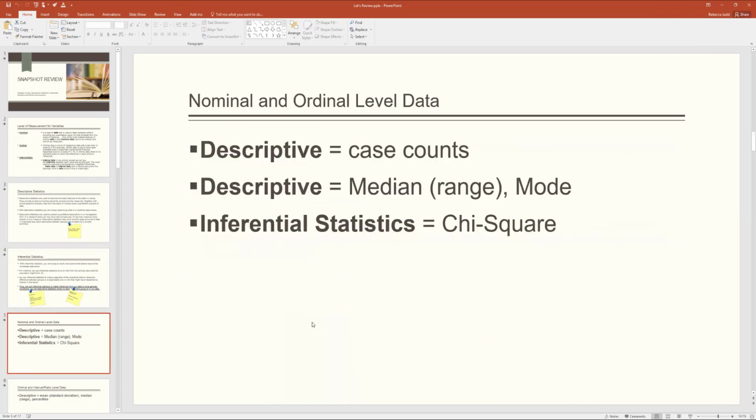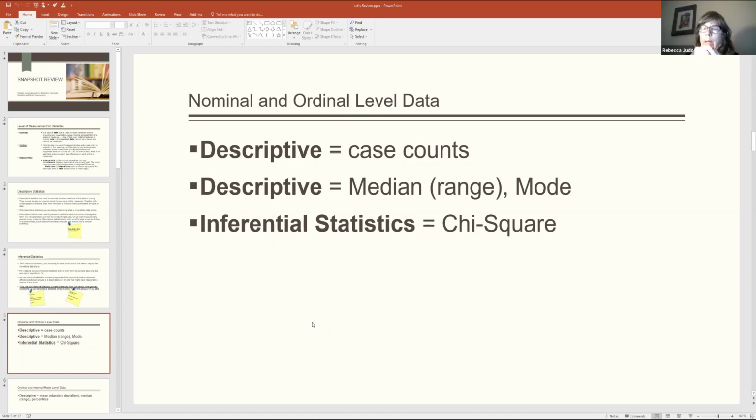So nominal and ordinal level data, again, at descriptive statistics, it pretty much gives us case counts. And if you're looking at strongly disagree to strongly agree or whatever that is, you can even get the percentage of the individuals who strongly agree with this statement versus the percentage who don't. So you can get those case counts.